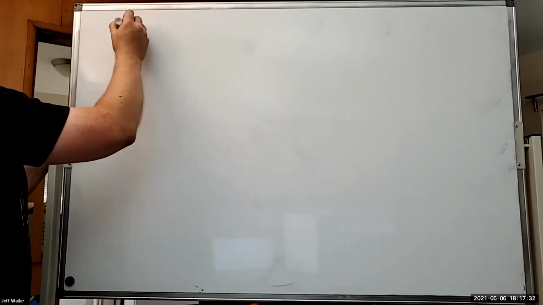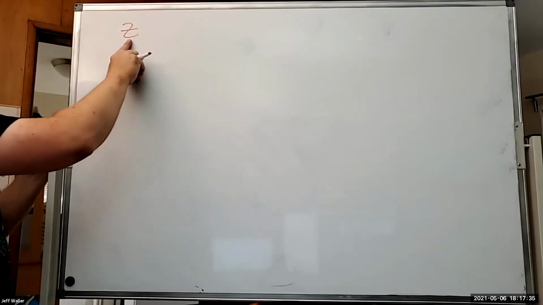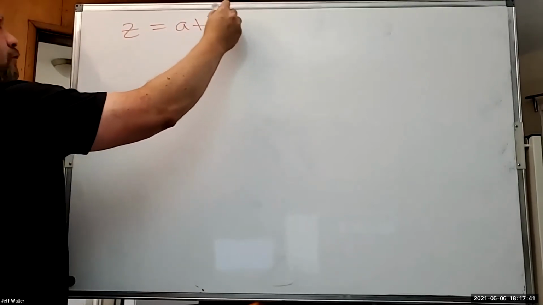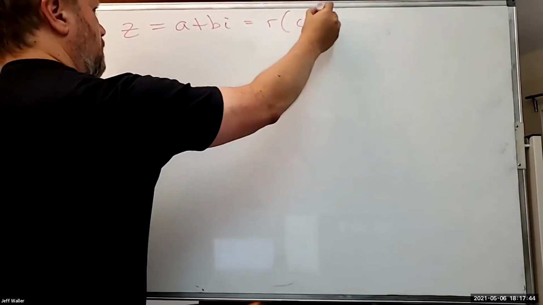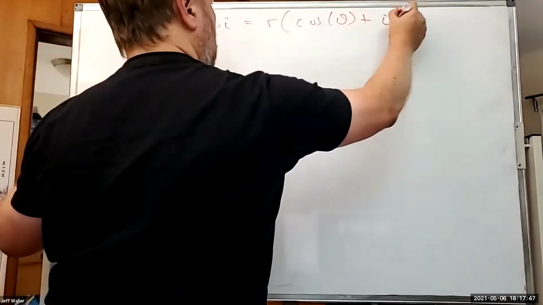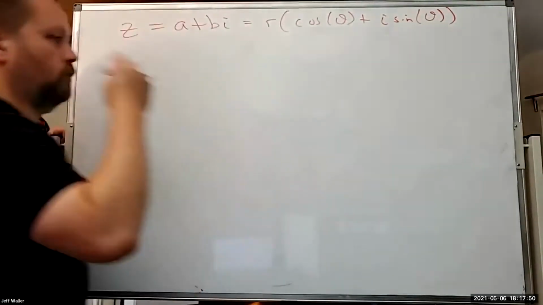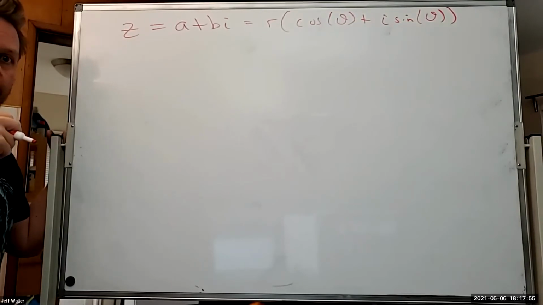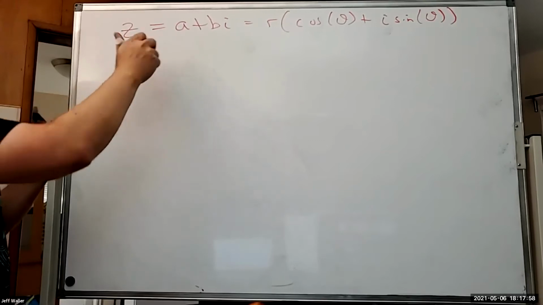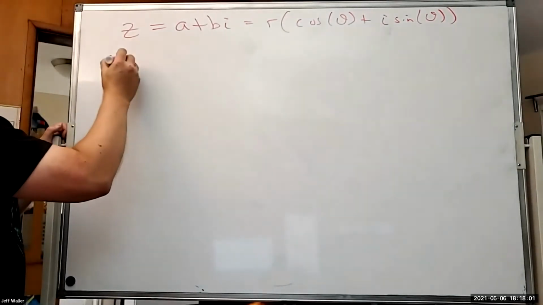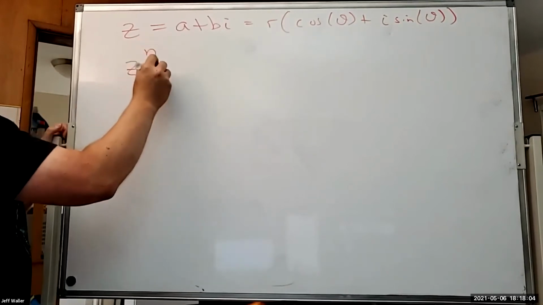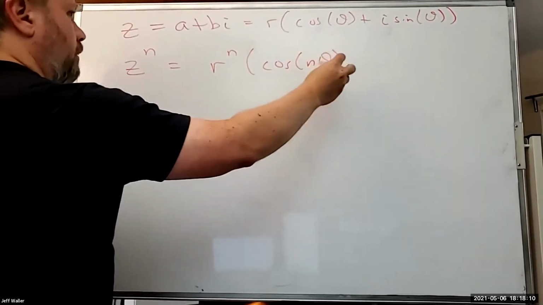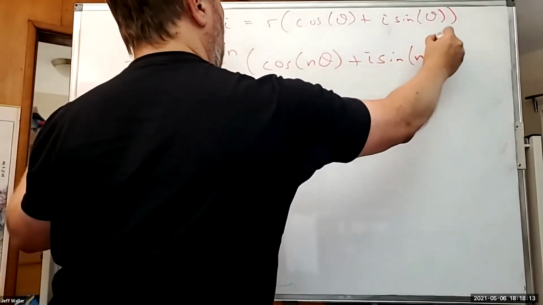So just to review a little bit. Z is the variable we use for complex numbers, and they normally come in this format, but we have determined how to make it into this format. Everybody with me? No, nobody's with me. All right. Yesterday we figured out that if I wanted to do Z to the n, that would be R to the n cosine n theta plus I sine n theta.